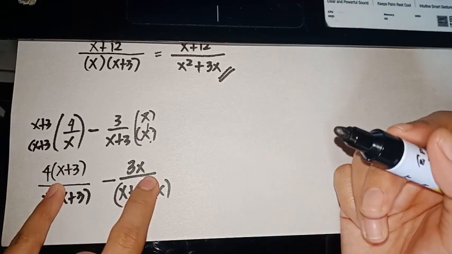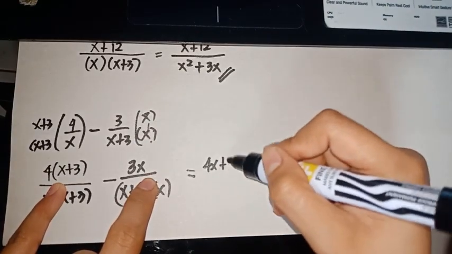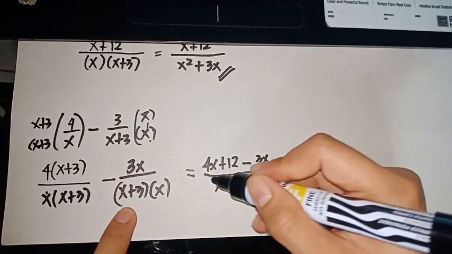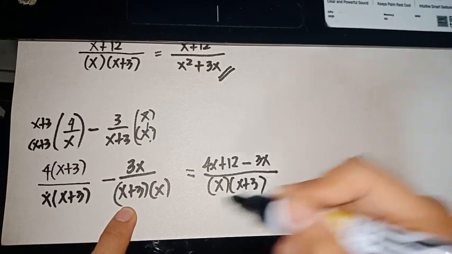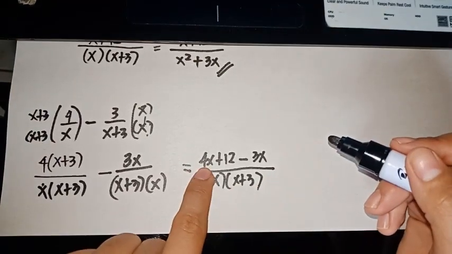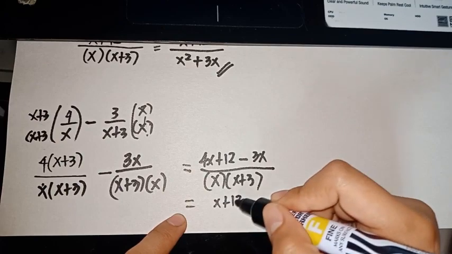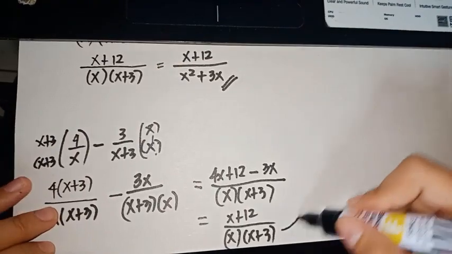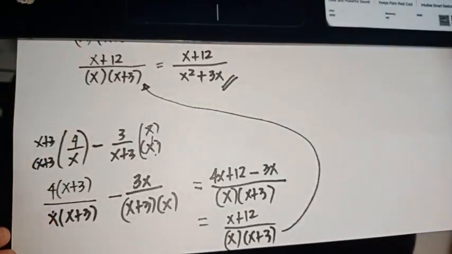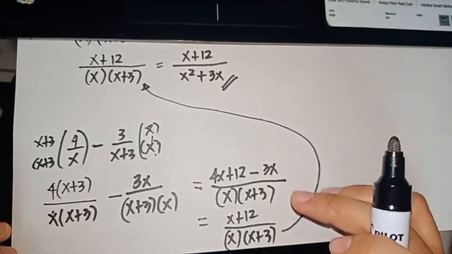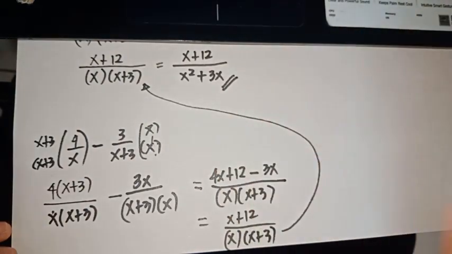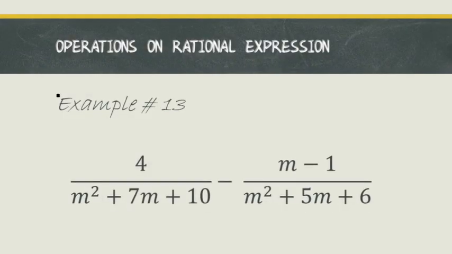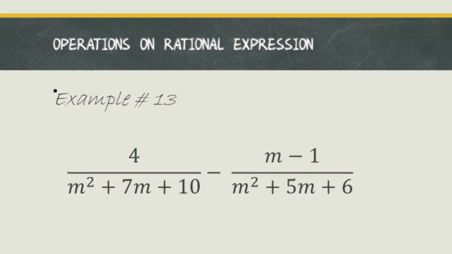So simplify, we have 4x plus 12 minus 3x all over x times x plus 3. Let's continue. 4x minus 3x, we have x plus 12 all over x times x plus 3. Again, our answer is still the same as our answer a while ago. So again, different process, but the same answer. Now, which one shall you use? It's up to you.